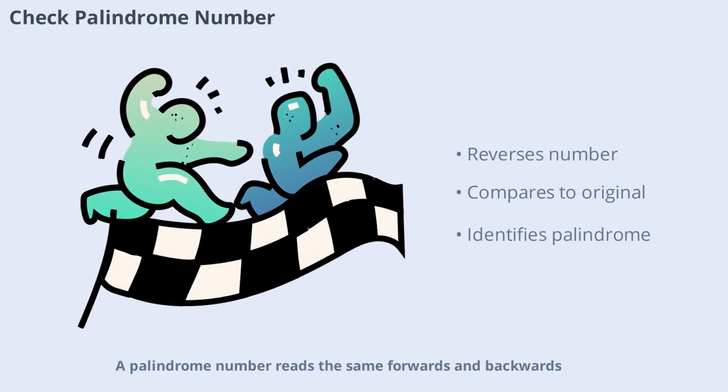A palindrome number reads the same forwards and backwards. This program reverses the digits of a given number and compares the result to the original. If they match, it's a palindrome. This logic is widely used in data validation and algorithmic challenges.